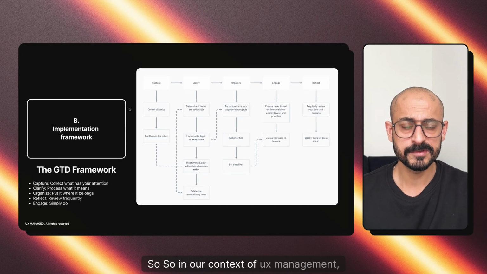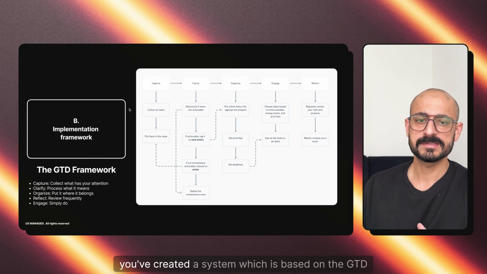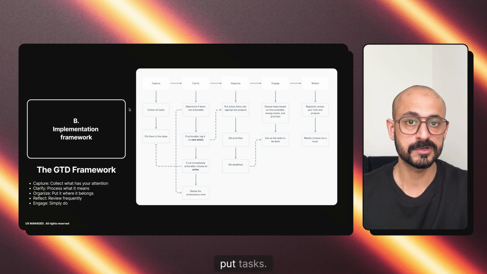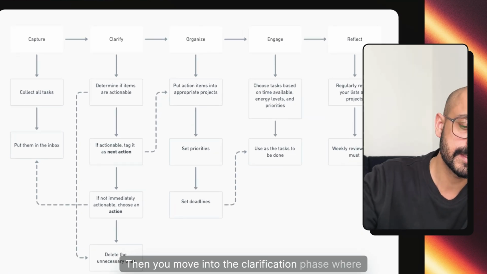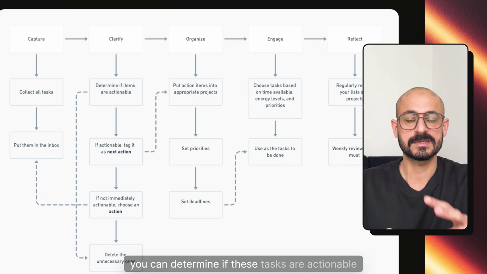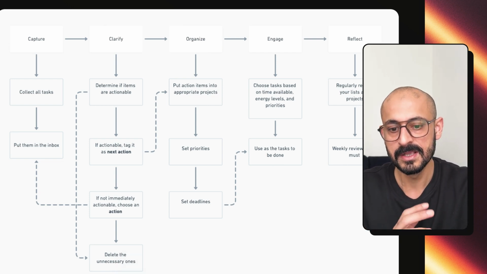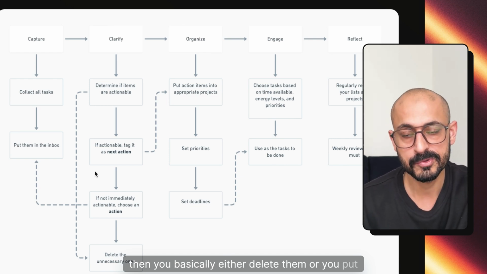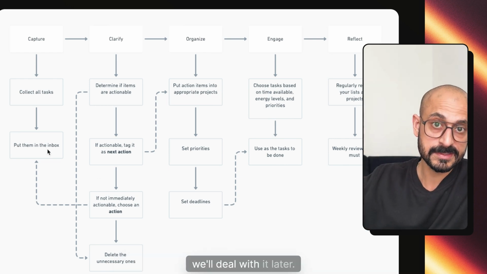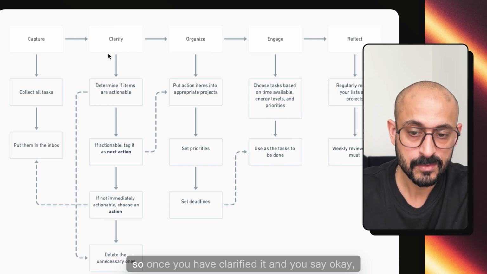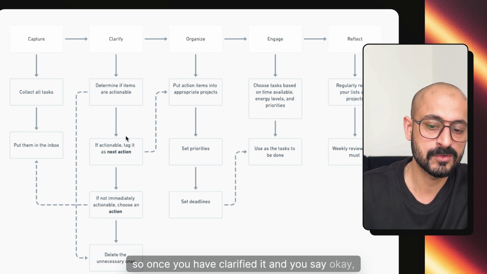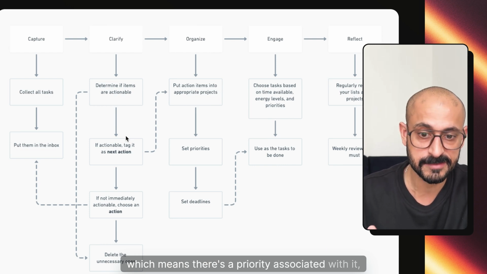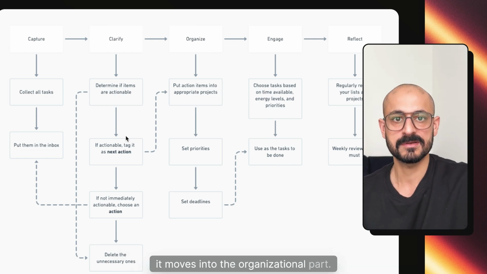So in our context of UX management, you've created a system which is based on the GTD framework, where you have an inbox where you can put tasks. Then you move into the clarification phase, where you can determine if these tasks are actionable or not actionable. Then you basically either delete them or you put them in the inbox, because it's like, okay, we'll deal with it later, right? So once you have clarified it and you say, okay, let's do it as the next action, which means there's a priority associated with it, it moves into the organizational part.